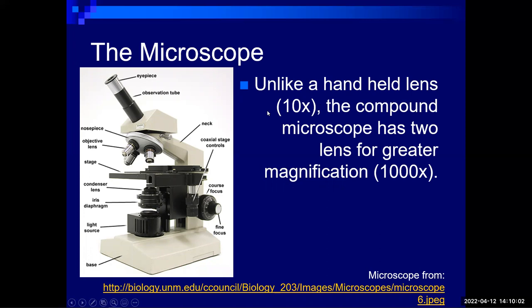The compound has two lenses. One is 100x, the largest one. One is 10x in terms of the eyepiece. So therefore, the total magnification of those two lenses combined, the eyepiece and the objective lens, would be 10x multiplied by 100. So that's how you get this total 1,000. That's the greatest magnification that could be given by a light microscope, which is similar to the one here.